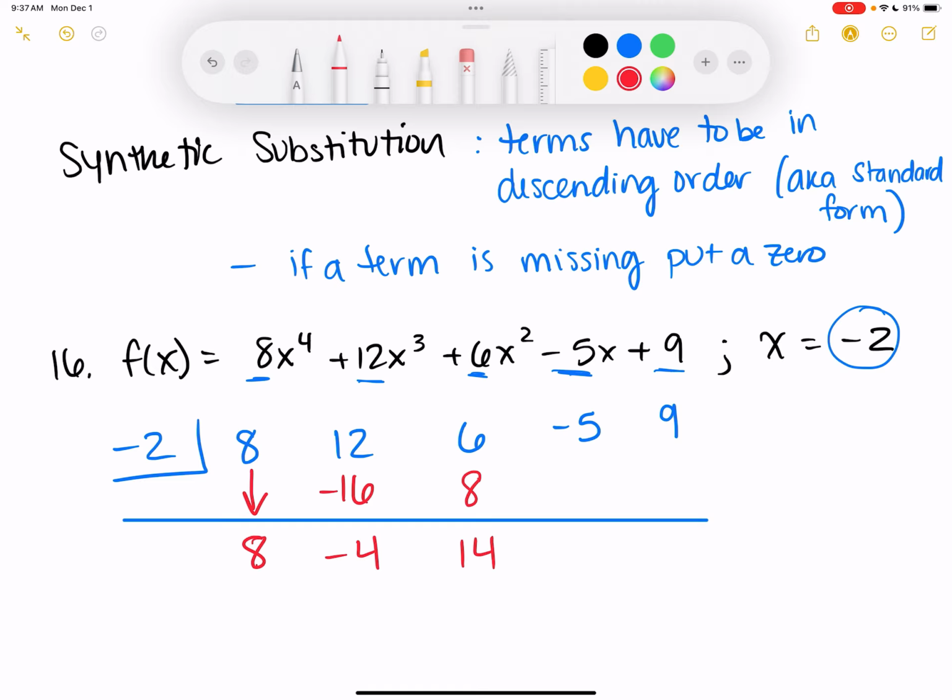Wait, you say 12? What? Wait. If it would be plus, wouldn't it? Oh, never mind. I'm being stupid. I was very confused.